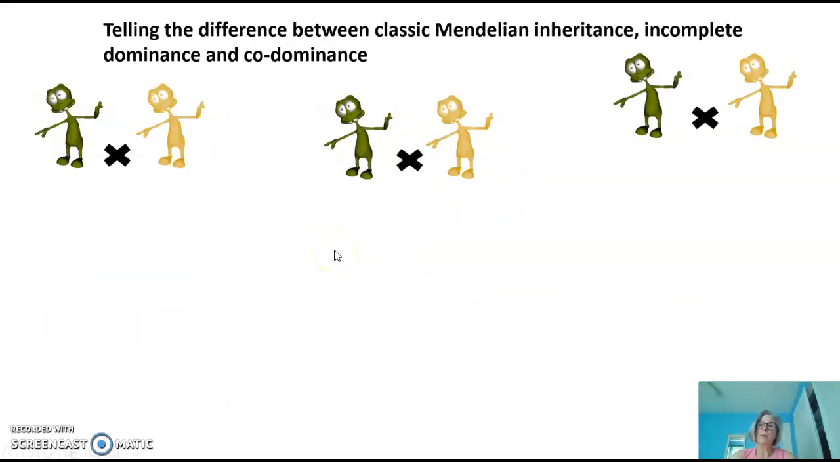So telling the difference between classic Mendelian inheritance, incomplete dominance, and codominance can be confusing for students. So I've got some examples going here. So we have our aliens. This is a green alien and a yellow alien.